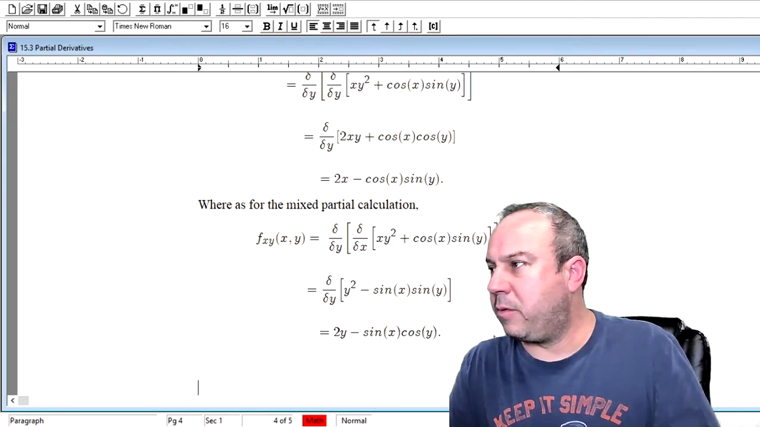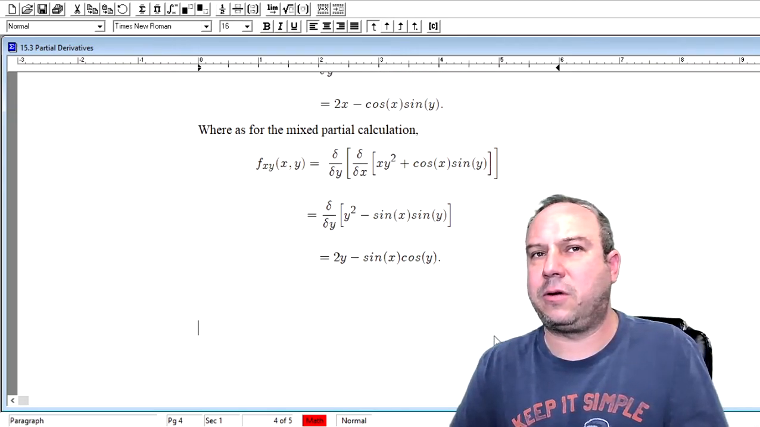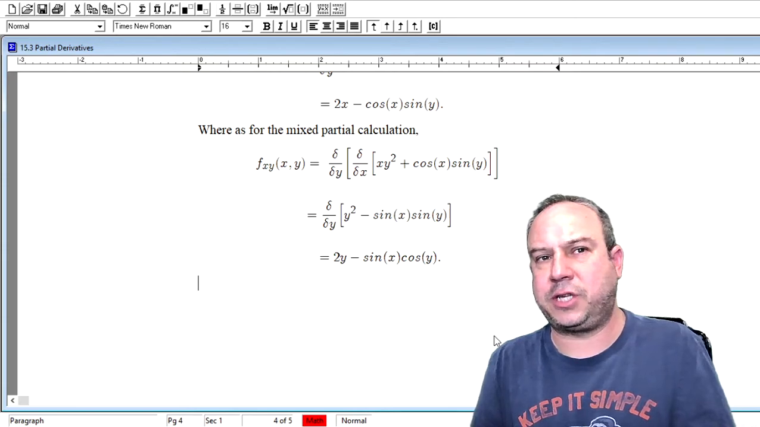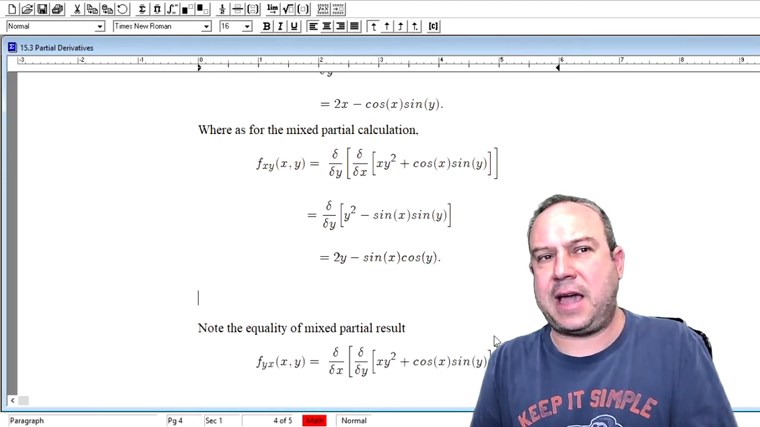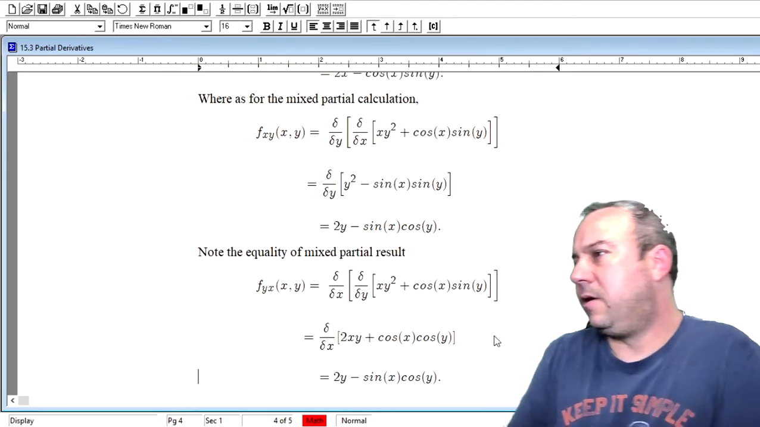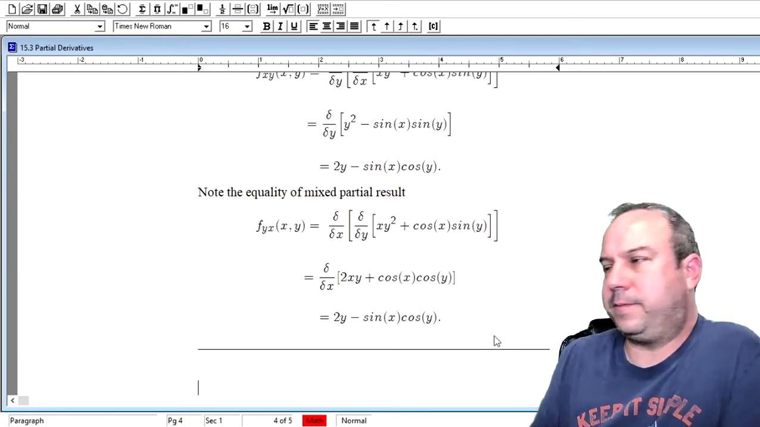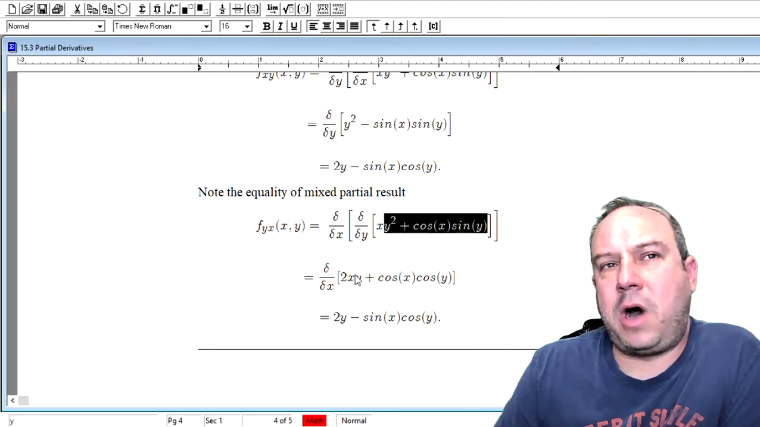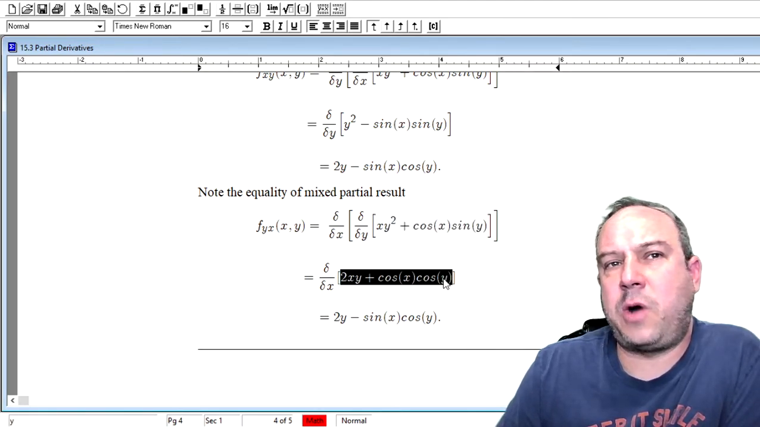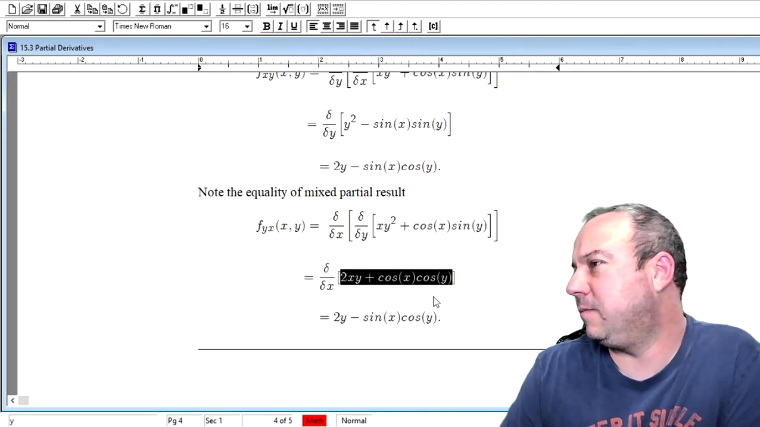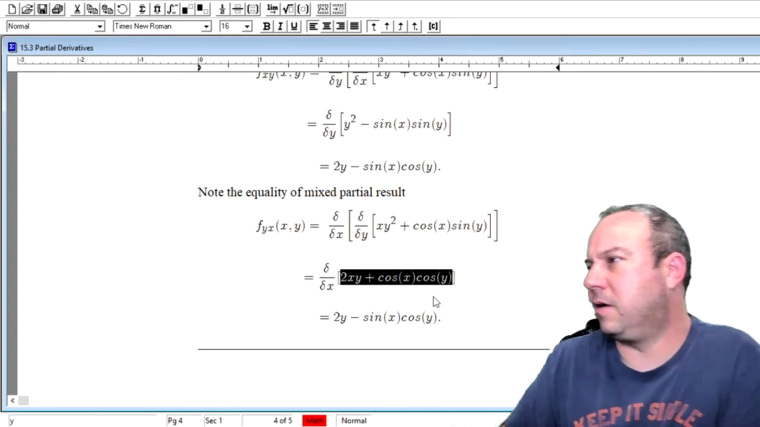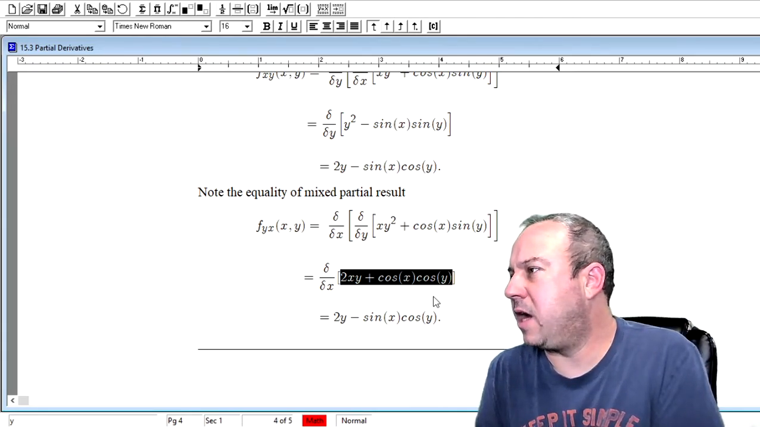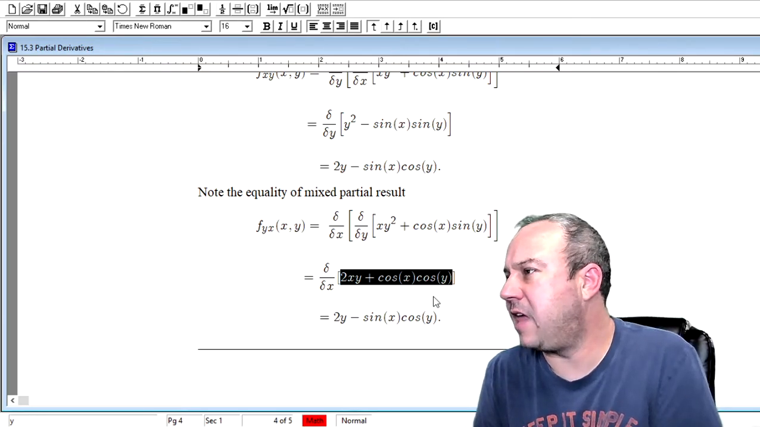And remember what we said about mixed partials, it doesn't matter the order. Switching the order doesn't change the result. So I do highlight that here. Note the equality of mixed partials. First, with respect to y, we've explained above, was 2xy plus cosine x cosine y. That was in our second partial with respect to y calculation. That was what we got first round of that.